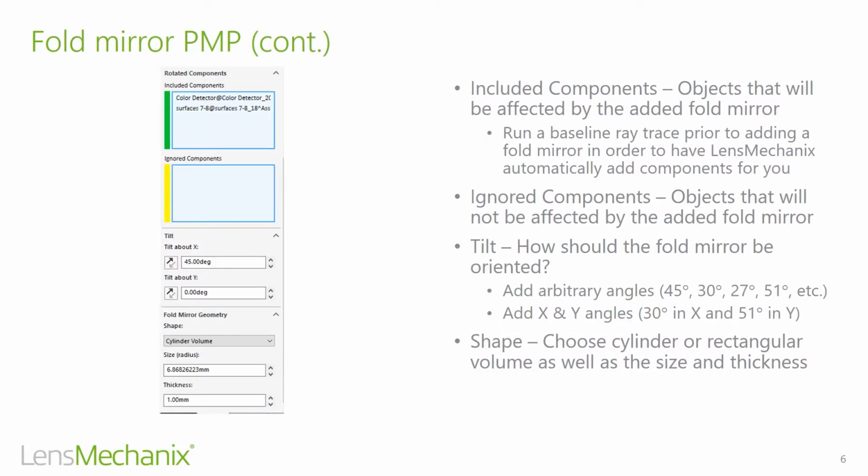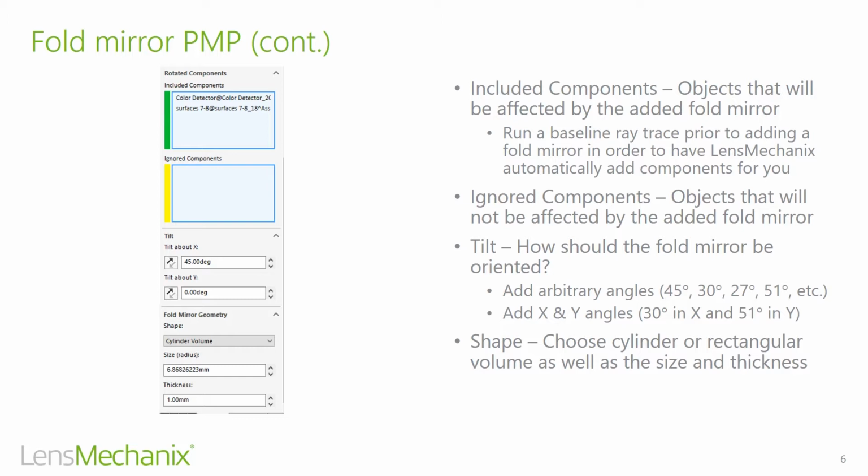Here's another section of the fold mirror PMP. We've already covered the included and ignored component section. You can also define the specifications for the fold mirror in the tilt section. A 45-degree angle is probably the most common. However, you can enter any arbitrary angle that you need for your system. The axis of tilt can be in X, in Y, or even in both.